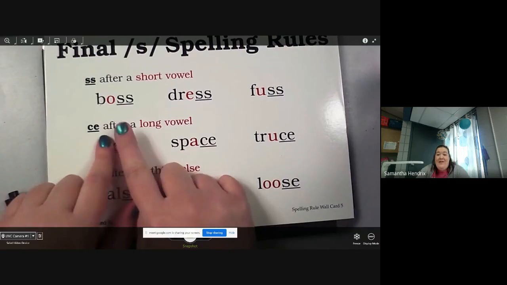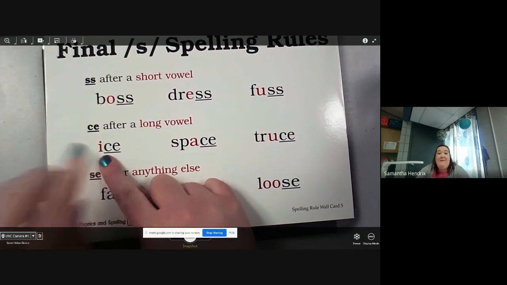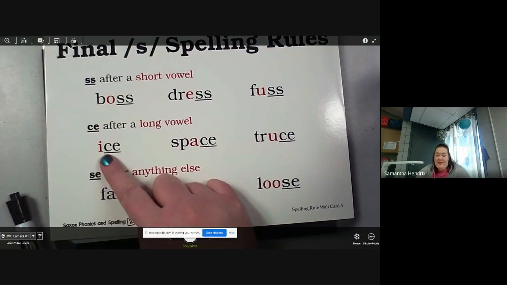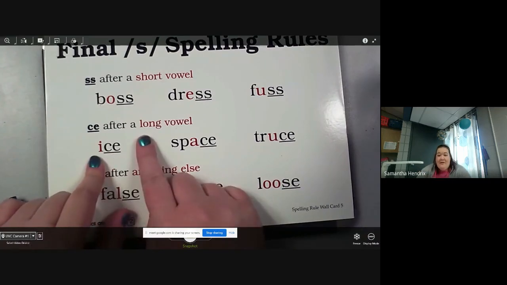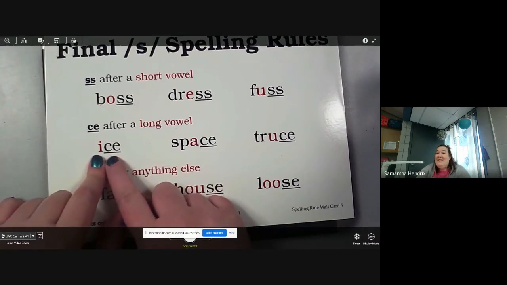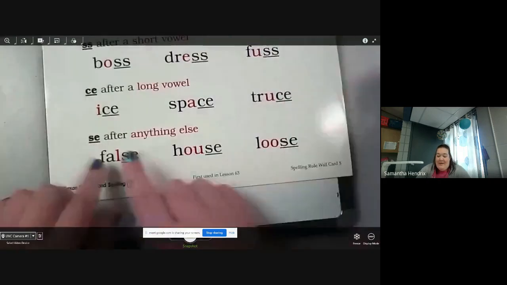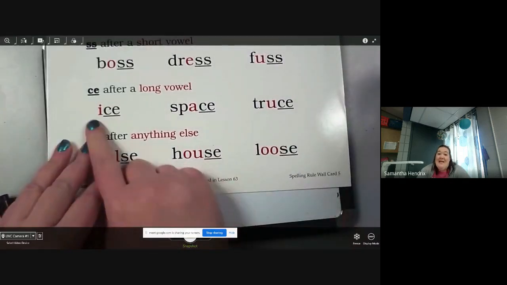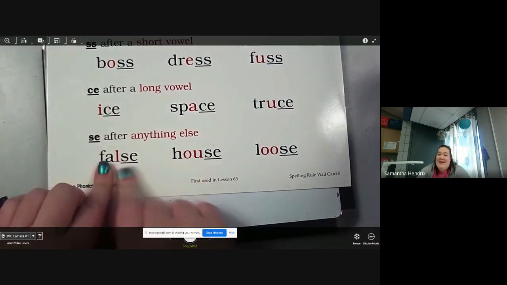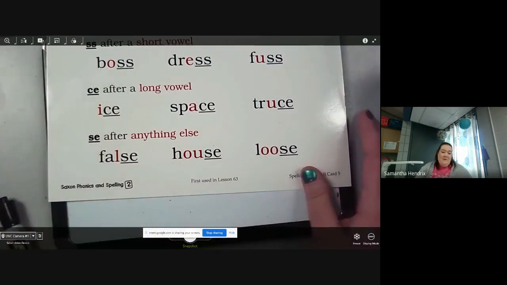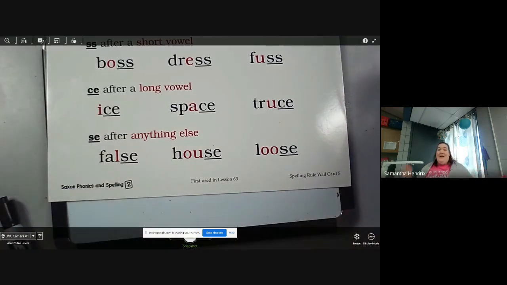One more time. If we hear a long vowel sound, final position, and then we hear the S sound after it, it's going to be spelled with a C-E. If we hear anything else besides a long vowel sound in the final position, followed by S, it's going to be S-E. Okay? I love when it has rules. The irregular stuff, I don't like. I like when it has rules for spelling.